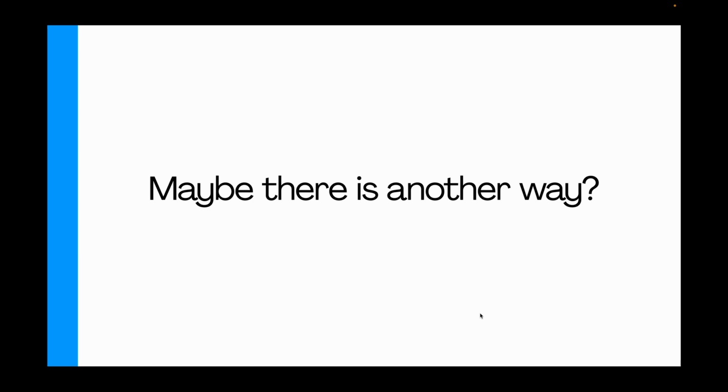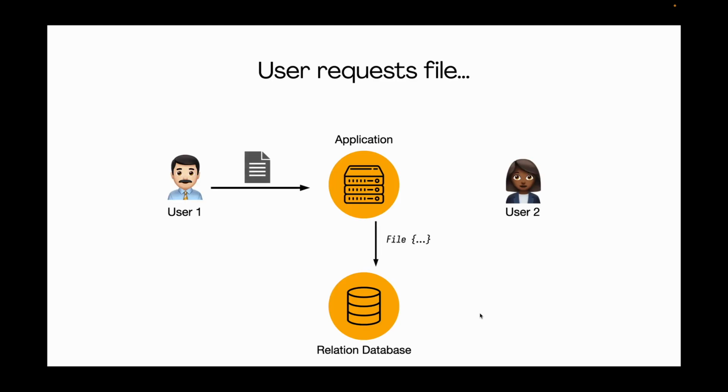But maybe there is another way we can provide maximum privacy and security at the same time. The possible option here is to use a peer-to-peer connection for users who need maximum privacy. Let's see how it works. Two users want to establish a peer-to-peer connection. User 1 sends a file to the server. The server saves only metadata about the file, but not the binary data. It saves metadata to the relational database.